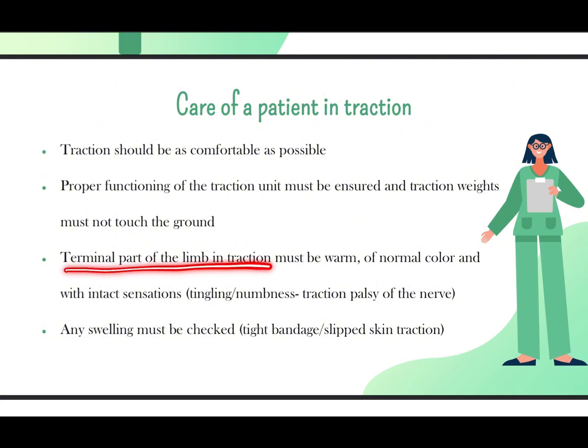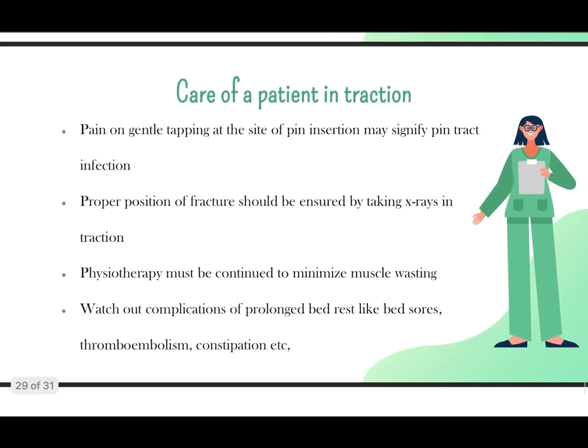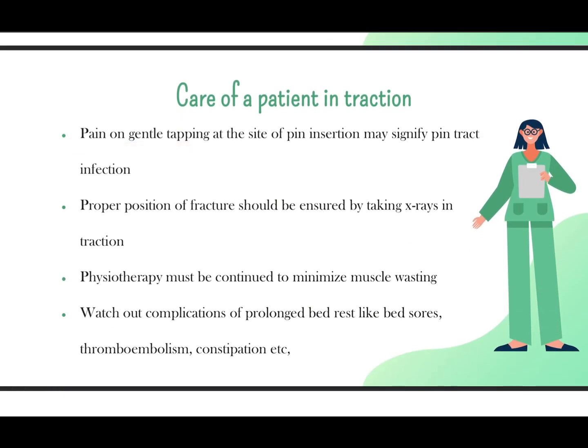The terminal part of the limb in traction should be warm, of normal color and with intact sensations, because there is something called traction palsy of the nerve, which may result in tingling and numbness of the limb. Any swelling must be checked because it may result from a tight bandage or slipped skin traction. If there is severe pain on gentle tapping at the site of pin insertion, that may signify pin tract infection. Proper position of the fracture must be ensured by taking serial x-rays in between, and physiotherapy must be continued even while in traction in order to minimize muscle wasting.